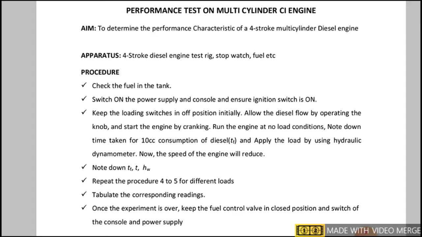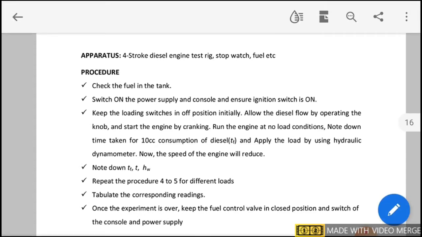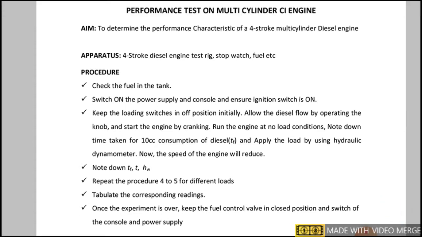Note down the time taken for 10 cc consumption of diesel and apply the load or vary the load by using hydraulic loading or dynamometer. Now the speed of the engine will reduce as the load increases. So note down the speed, note down the time taken for 10 cc of fuel consumption, as well as note down the temperatures at various points and the height of air column with the help of manometer.